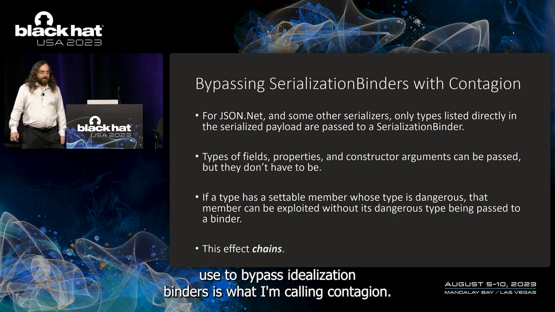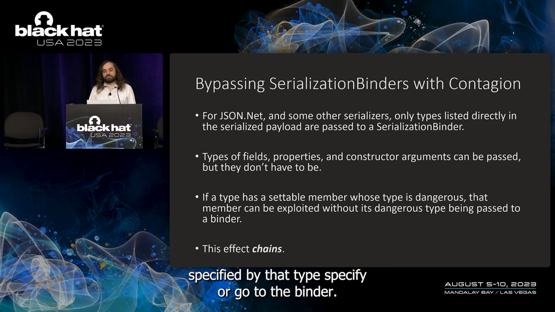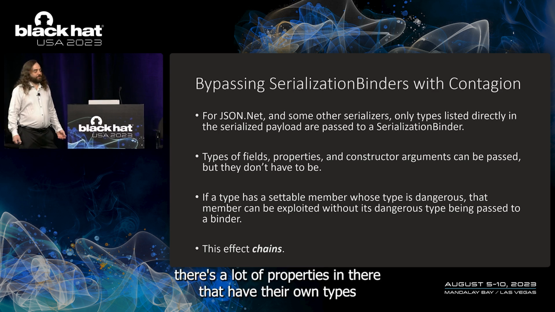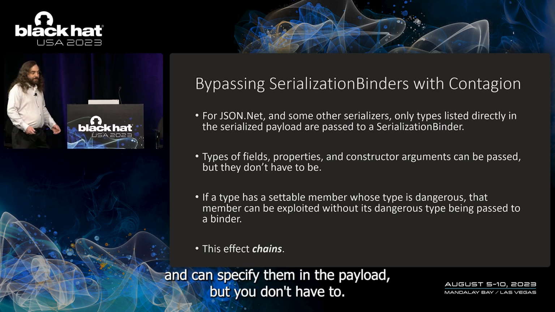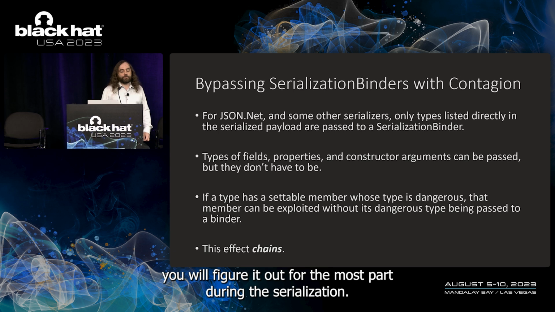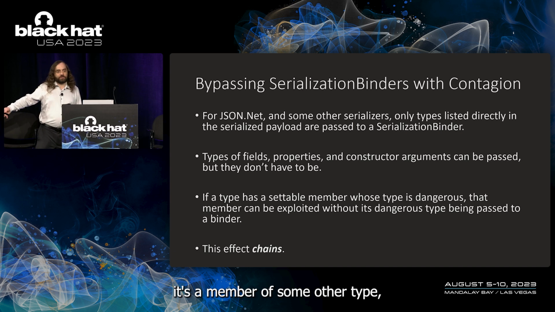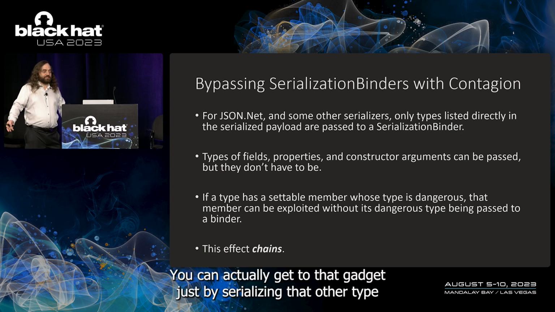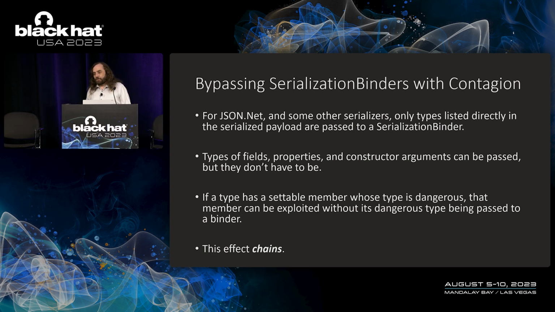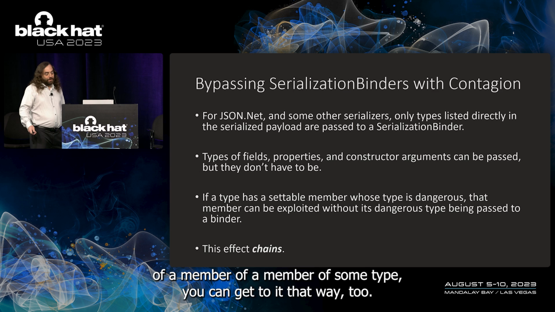Another trick you can use to bypass serialization binders is what I'm calling contagion. So I was just explaining that only the types directly specified by that type specifier go to the binder. But generally, when you're serializing or deserializing types, there's a lot of properties in there that have their own types. And you can specify them in the payload, but you don't have to. And if you don't, the serializer will figure it out for the most part during deserialization. So if there's some serialization gadget out there and it's a member of some other type, you can actually get to that gadget just by serializing that other type and setting that member property of it. And that chains. So if you've got a gadget that's a member of a member of a member of some type, you can get to it that way too.